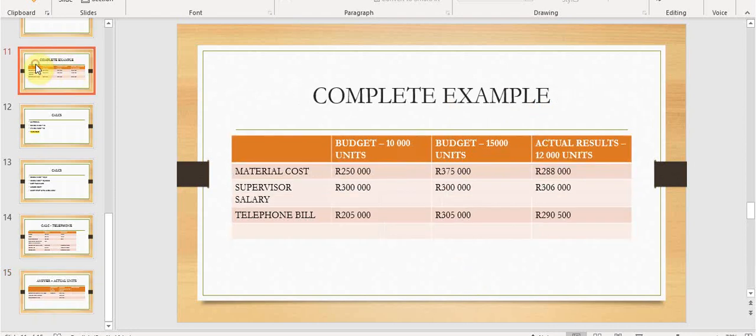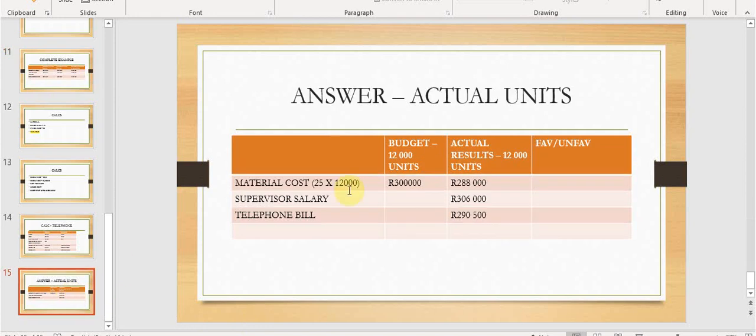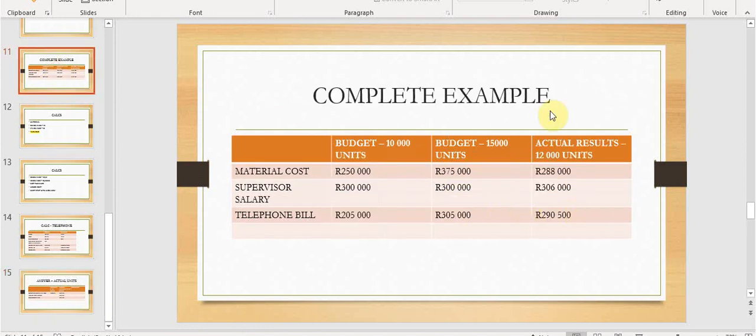The actual results are already given to you. Please note that we do not edit the actual results. So when I gave you the previous example, this was the actual results and we don't change anything about it. It is illegal to change actual results when you are an accountant. So actual results are just copied into your final answer as they were given. So there's the 288, 306, 290, and 290,500 as they were given in the question.